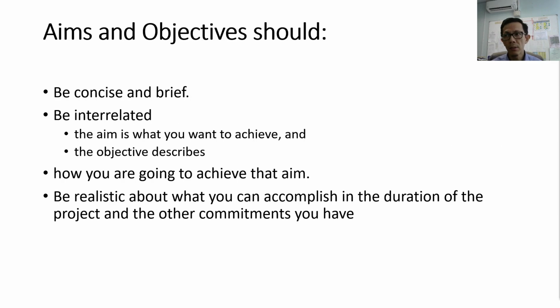And aims and objectives should be concise, should be brief, must be interrelated. The aim is what you want to achieve in the long term, and the objective describes the short term goal. How are you going to achieve that aim, right? The objective describes how are you going to achieve that aim, right? And you should be realistic about what you can accomplish in the duration of the project, okay? And you have other commitments too, right?